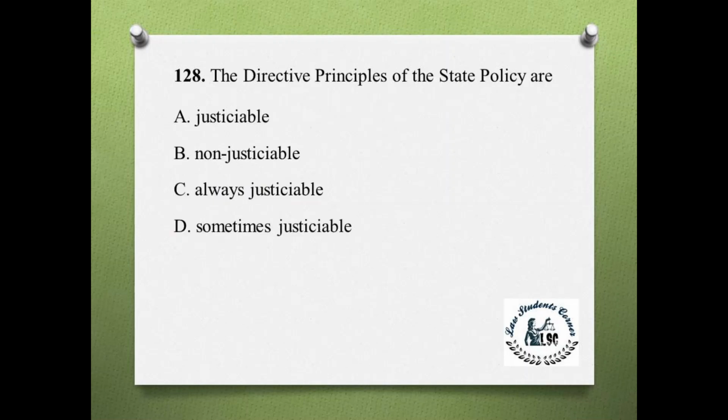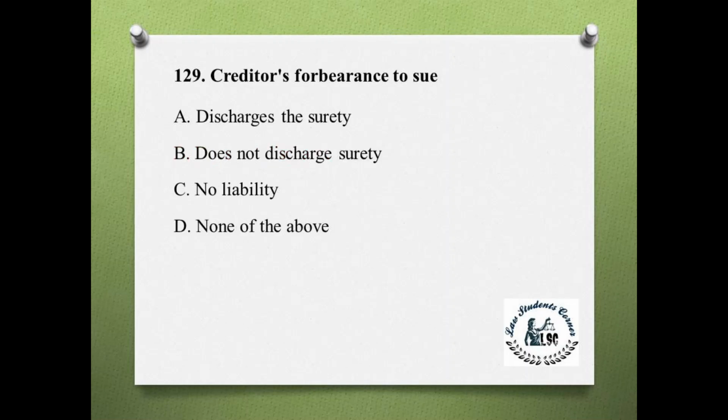Question number 128. The directive principles of state policy are: option A, justiciable; option B, non-justiciable; option C, always justiciable; option D, sometimes justiciable. Correct answer is option B, non-justiciable.